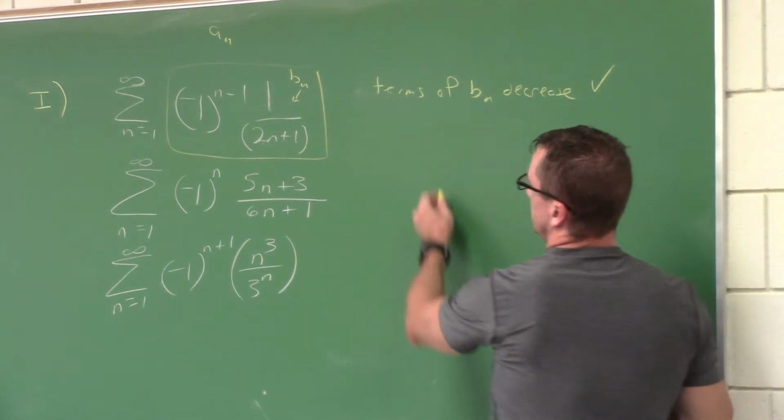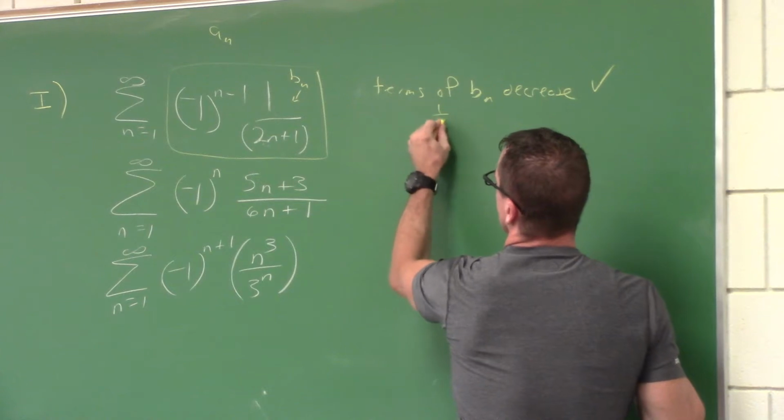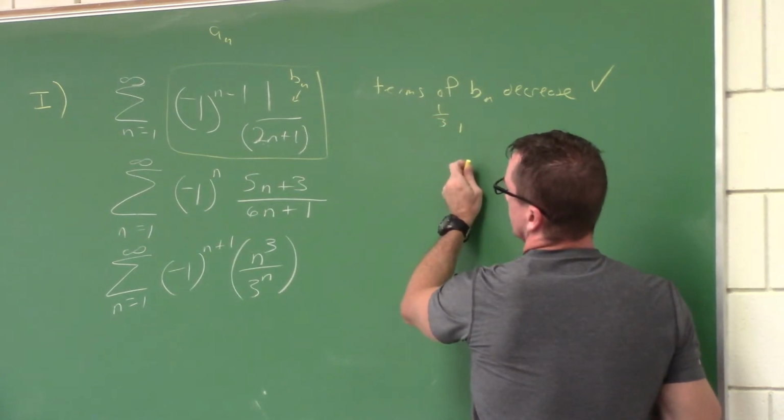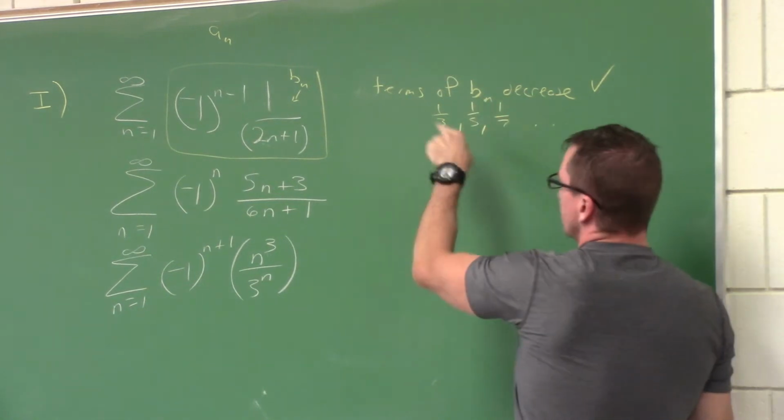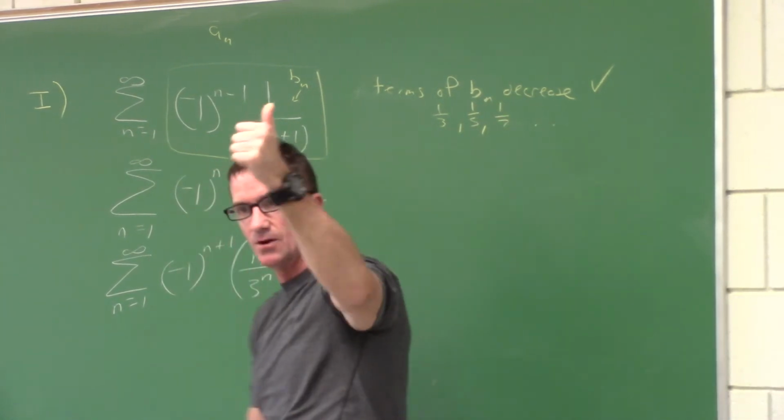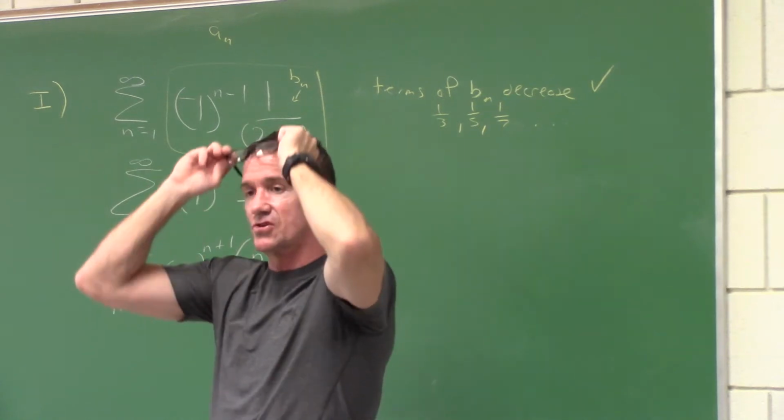You can just look at them. It would be 1/3. What would be the next one when you plug in a 2? 1/5. Aren't they getting smaller? So that holds true. But we do have to make sure the terms are decreasing.